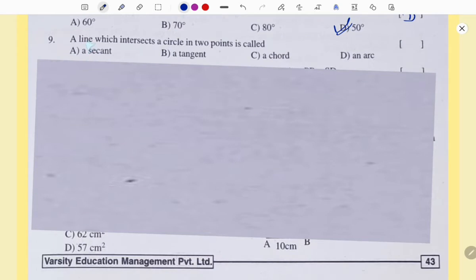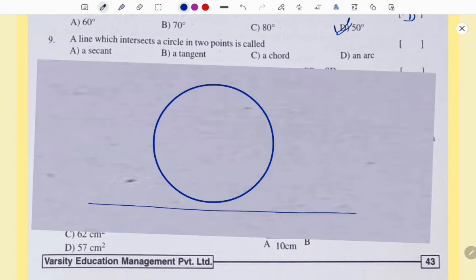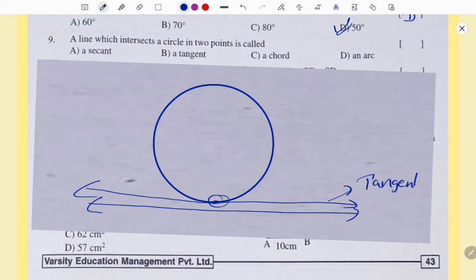Next, 9th bit. A line which intersects a circle in 2 points is called. Suppose this is the circle. Suppose here I draw a line like this. Once you see, this line touches the circle. No. Suppose I draw a line like this. Yes, it just touches the circle. Yes or no? It just touches the circle at one point. So that line is called a tangent.